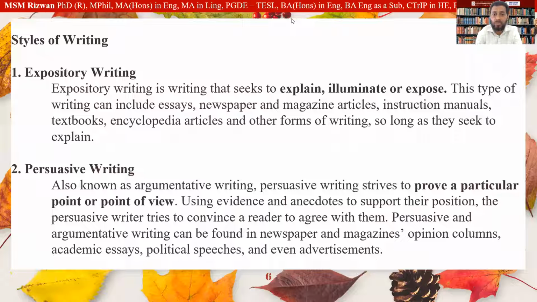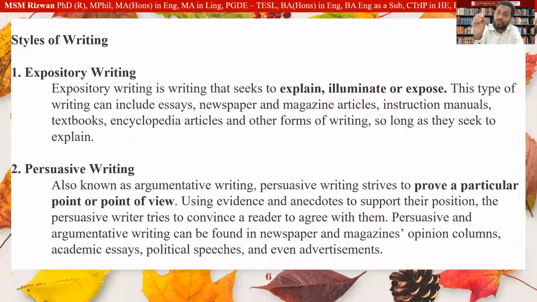And we can now move to persuasive writing. Persuasive writing is one of the styles of writing. This persuasive writing strives to prove a particular point of view. In order to prove a particular point of view, we use this style of writing, right? Here, during the development of persuasive writing, you are expected to use evidence and anecdotes in order to support your argument.